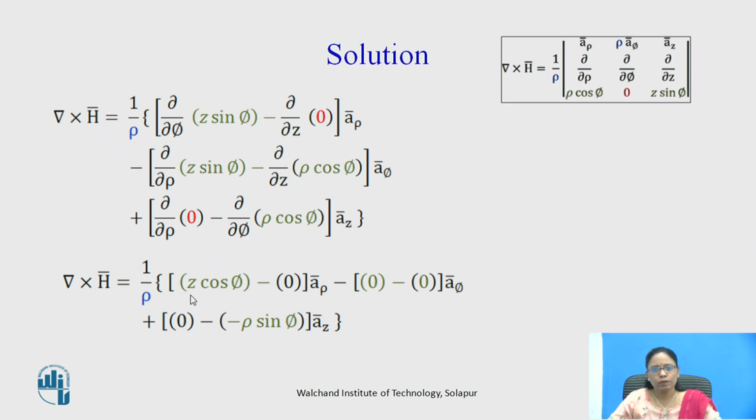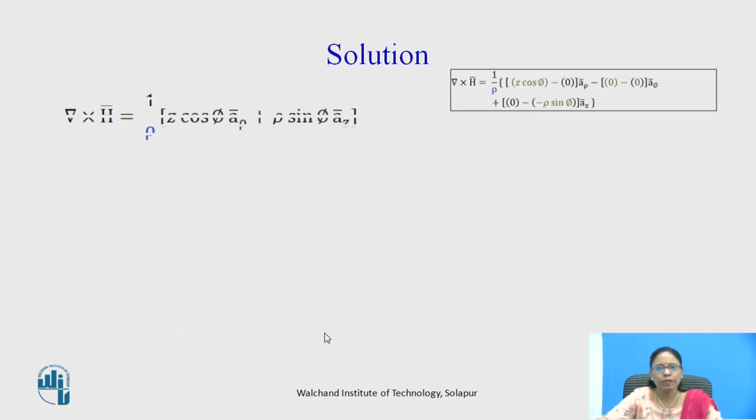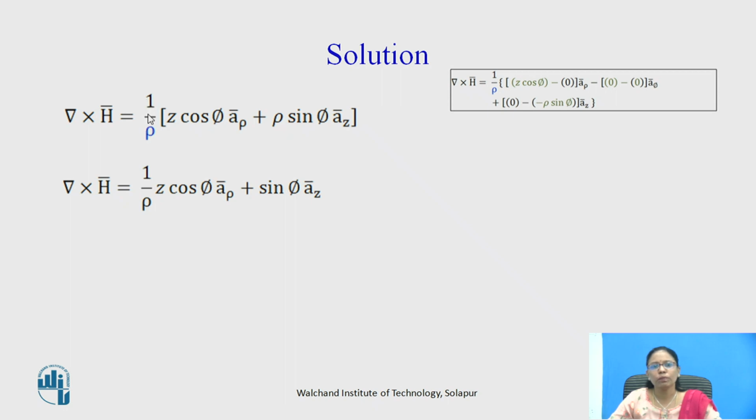In the third case, this term is 0, and in this term there is a cos phi. Dou by dou phi of cos phi will result in minus sin phi. So minus rho sin phi. Continuing the same equation, we can simplify it like this: z cos phi a rho bar, and everything else is 0. The last term, minus and minus, can be written as plus rho sin phi a z bar. So curl H bar, after simplification, I can multiply this 1 upon rho inside the bracket: 1 upon rho z cos phi a rho, plus here rho cancels out, so I get sin phi a z bar.